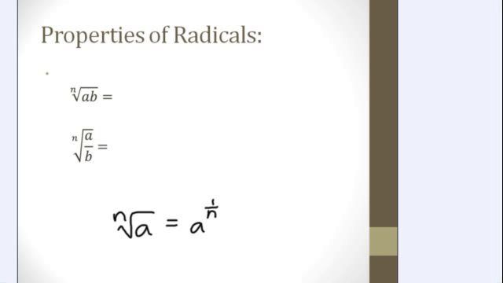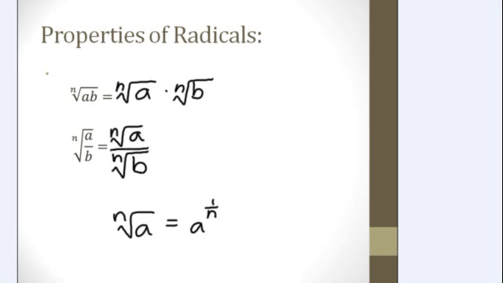So if I take the nth root of a times b, that's the same as taking the nth root of a times the nth root of b. Essentially distributing the nth root to all the factors underneath the radical. Similar with division, if I take the nth root of a quotient, that's the same as taking the nth root of the numerator divided by the nth root of the denominator. And you can see how that is related to property 6 that we looked at previously.